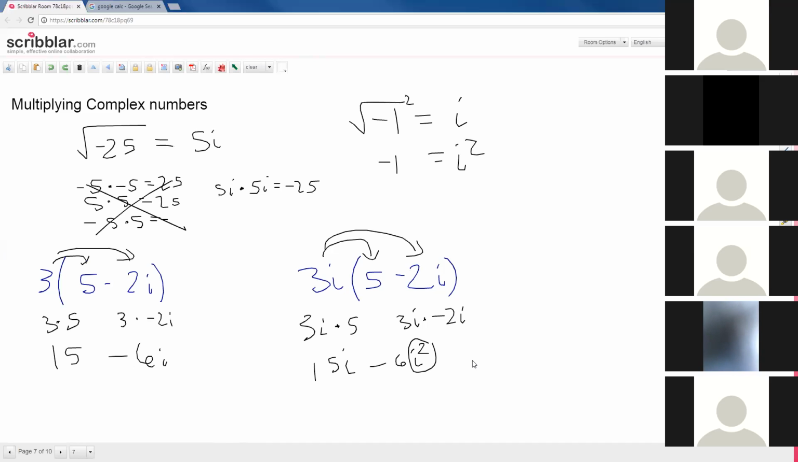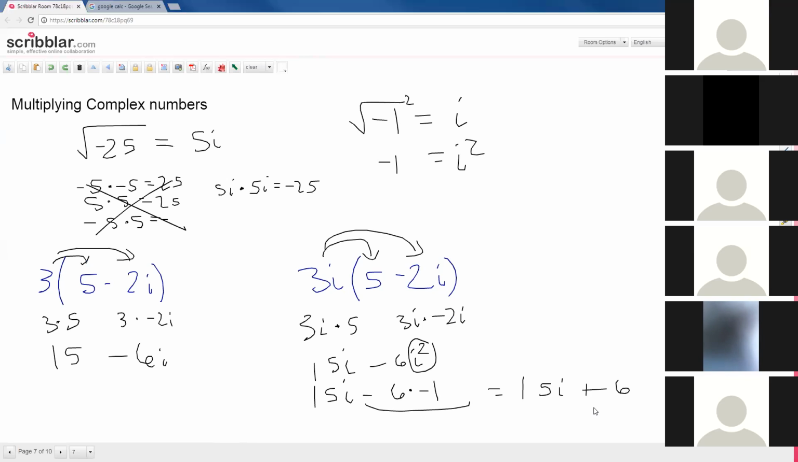So i squared has an actual value, whereas x squared, unless we're working with an equation, we don't know any value for it. You know, i squared is negative 1, so we can now replace that. Negative 6 times negative 1, and you actually combine that together. So 15i plus 6 now. A negative 6 times a negative 1 is a positive 6.